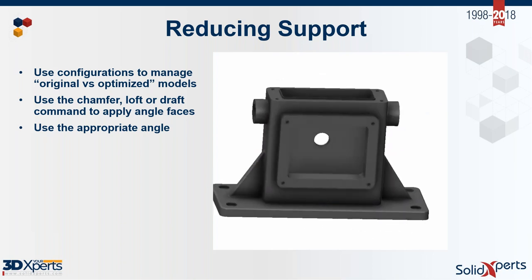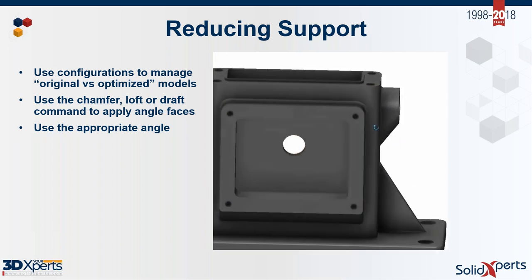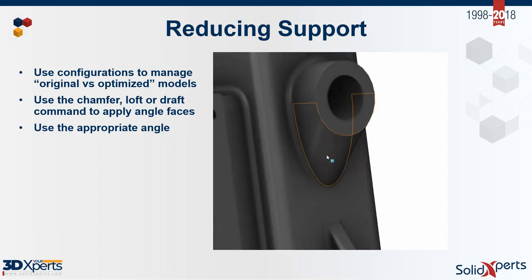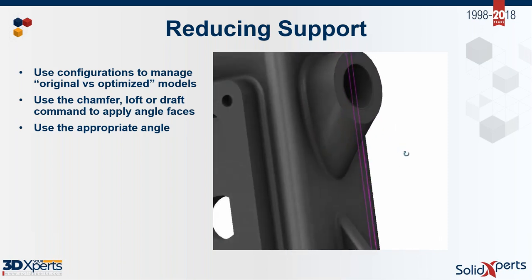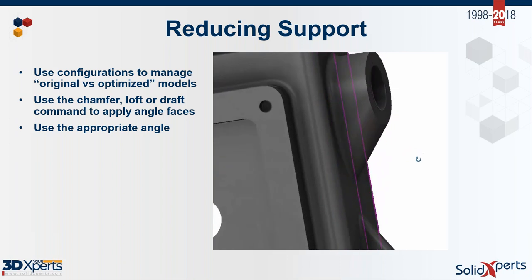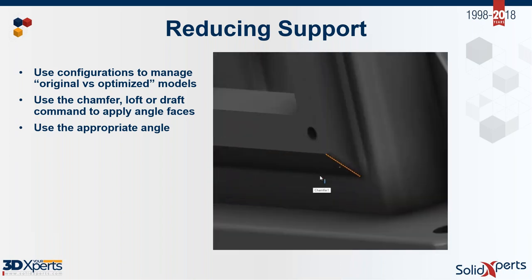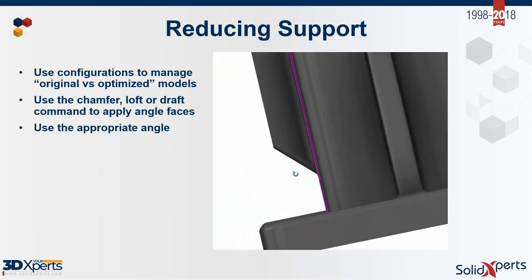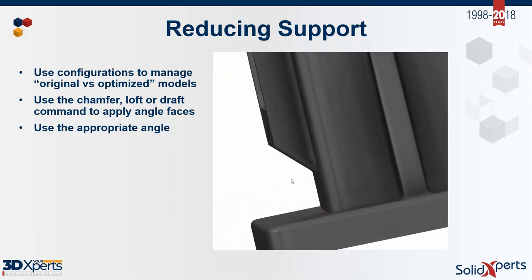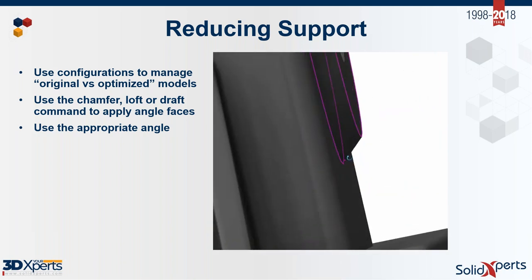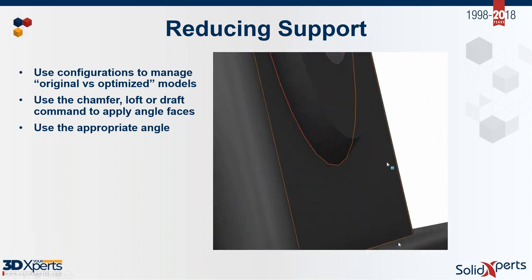So managing this, you definitely want to use configurations. No one should make a modification to their part and then be stuck with it. You want to use configurations inside of SolidWorks to make sure that you have versions that are altered for maybe 3D printing or additive, and then other ones that are meant for the original part, which was machining. Again, you can use chamfers, lofts, or drafts to apply these angles, and you want to make sure you use the appropriate angle. So that's a good example right there.